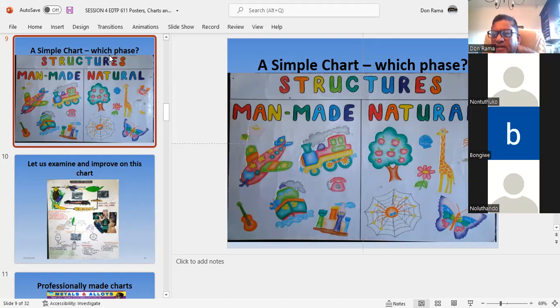So they are familiar with this, and they will associate these structures, and it's easy to teach that these structures are made by man. Whereas the natural structures like the tree and the spider web and the butterfly and so on, all those things that you see there are natural ones. They also find these pictures in their storybooks. So this chart is suitable for the foundation phase. They can have a picture in the mind of what man-made objects are and what natural objects are.